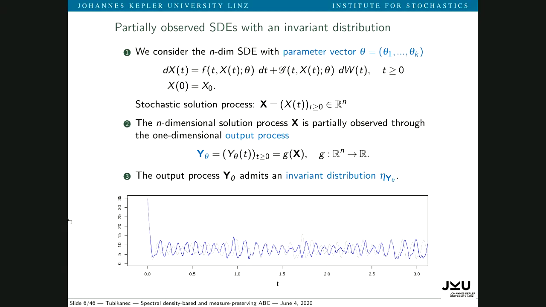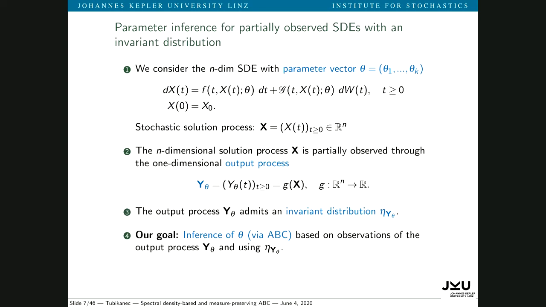Okay, and what do we want to do? So our goal is to infer the parameters theta of the SDE based on discrete time observations of the output process. And we will do this by applying the ABC approach. And we want to make use of the underlying property that there is some invariant distribution.